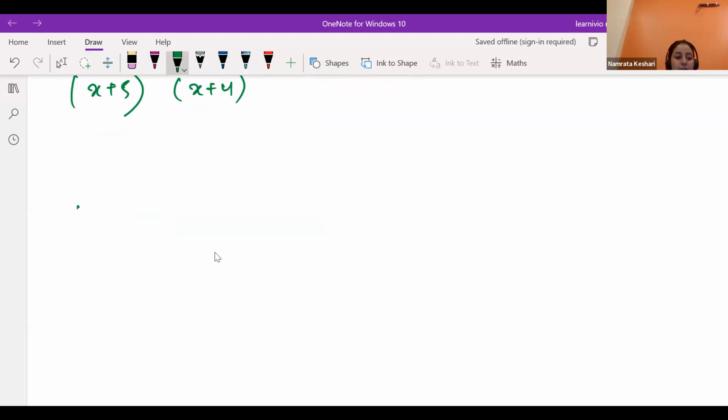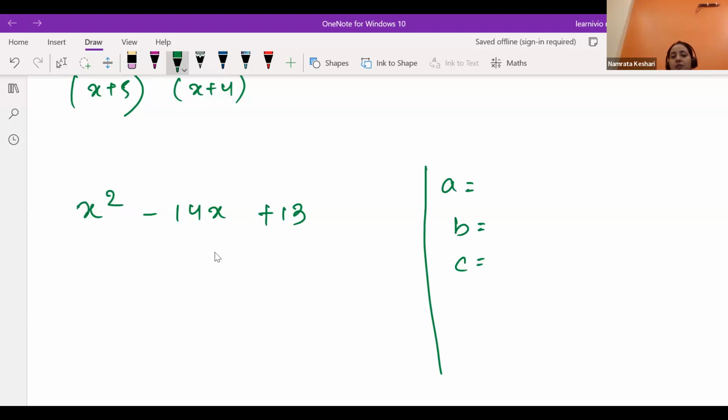If we are having x square minus 14x plus 13, let's split the middle term. What is A? What is B? What is C? Coefficient of x square is A, coefficient of x is B, and constant term is C. What is A? What is B? What is C? Ma'am, 1, minus 14 and plus 13. Perfect. A is 1. B is negative 14. C is 13.